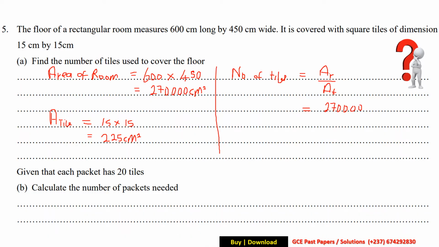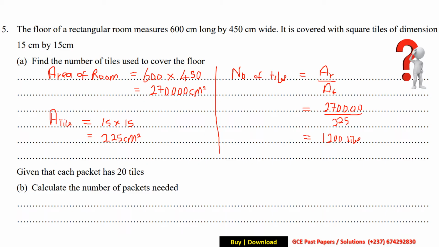Now, if we have a number that is not a whole number, what do we do? Of course, we have to round it up. So the number of tiles will be equal to 270,000 divided by 225, and that will give us 1,200 tiles. So the number of tiles will be 1,200 tiles.